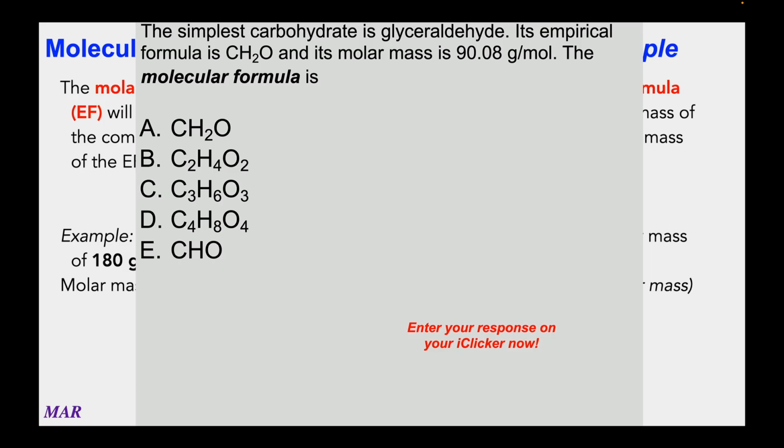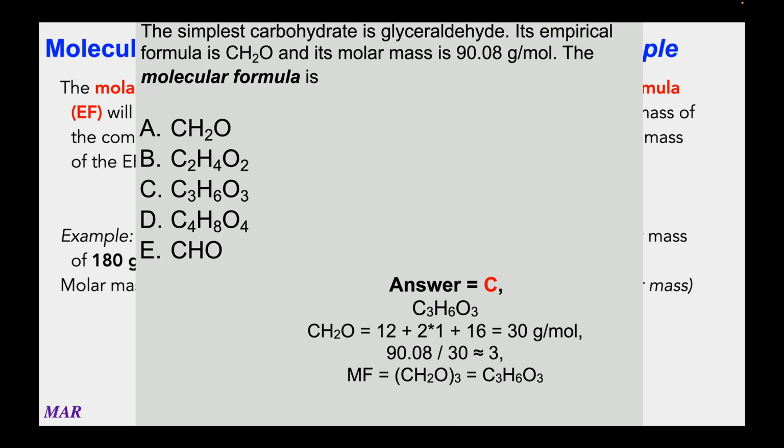So 3 times CH2O would be C3H6O3. So you can see there's my rough molar mass, about 30 grams per mole. I did not use explicit sig figs because it's not necessary. The ratio of the molar mass of the entire compound to the empirical formula, always a whole number. This ratio is 3. We'll take our empirical formula 3 times to get the molecular formula, C3H6O3. Cool.